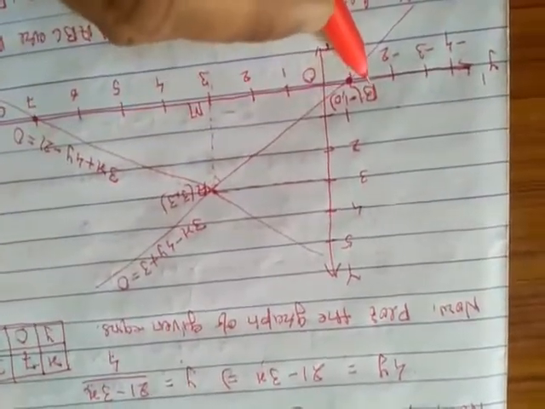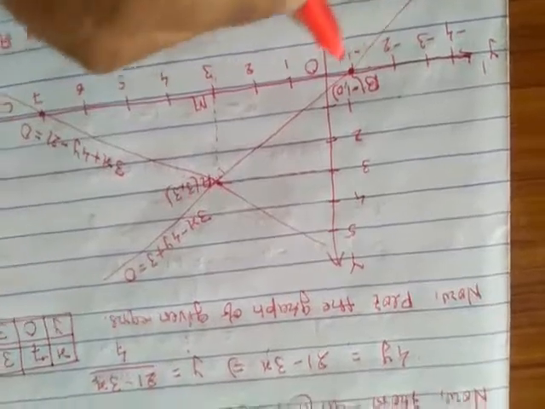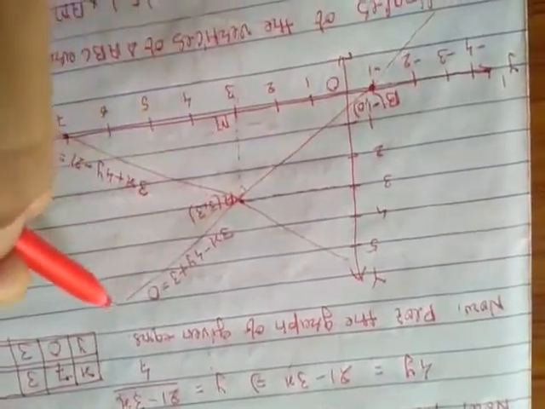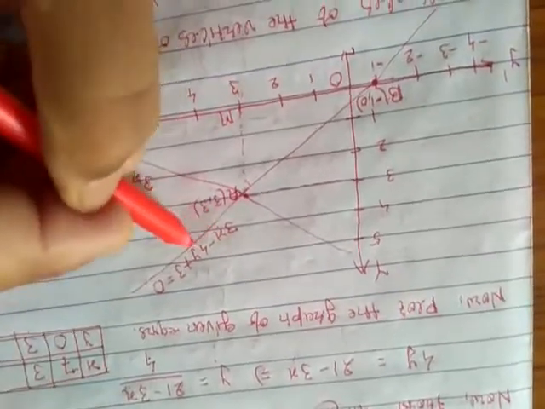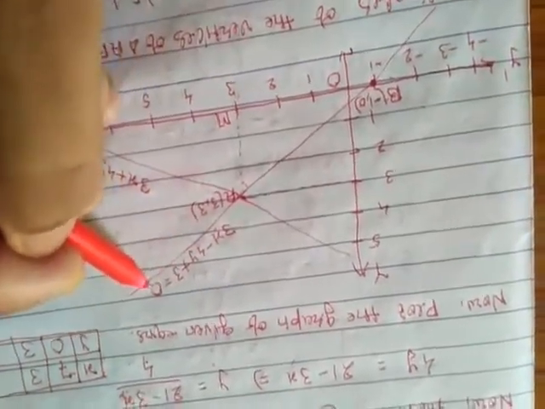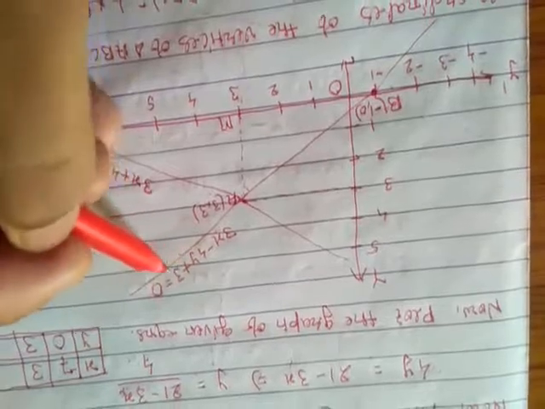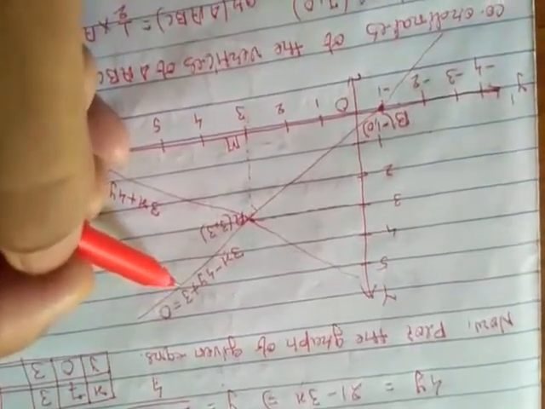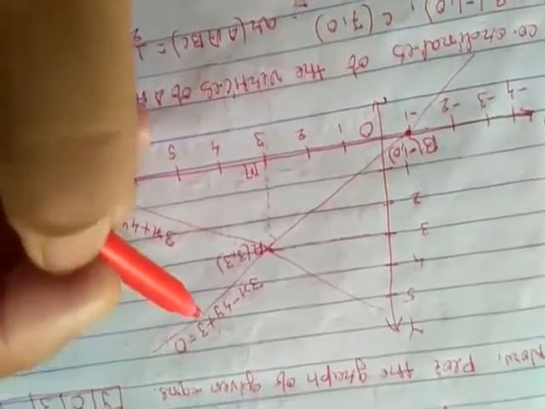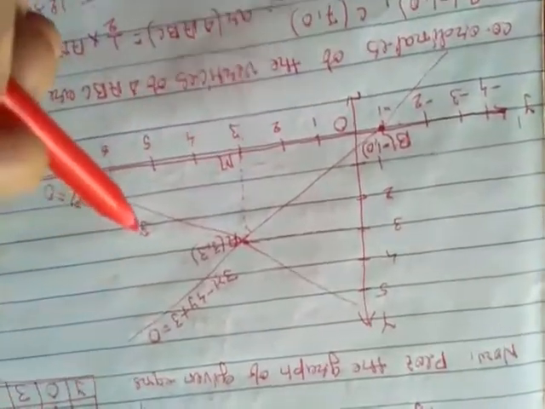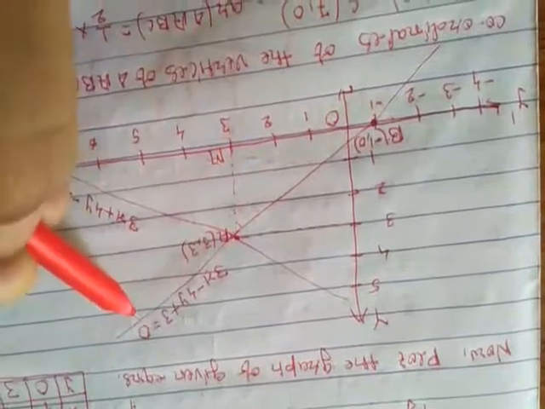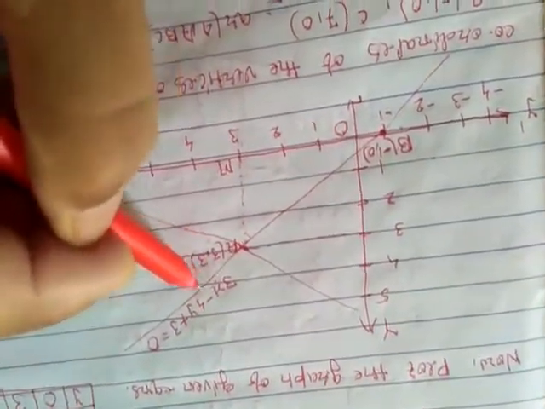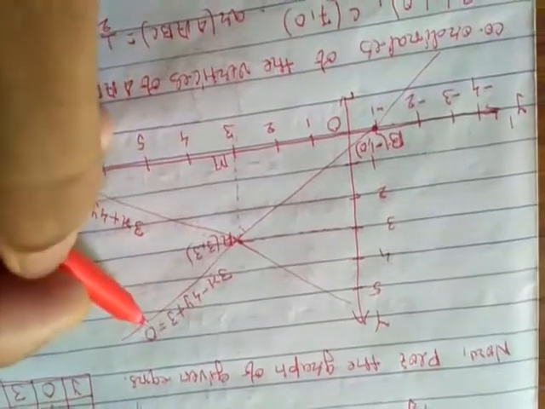Join AB and produce it. This is the representation of 3x minus 4y plus 3 equals 0. This is the graphical representation of this linear equation. Because when you represent a linear equation graphically, you will always get a straight line only. So this straight line AB is the graphical representation of 3x minus 4y plus 3 equals 0.